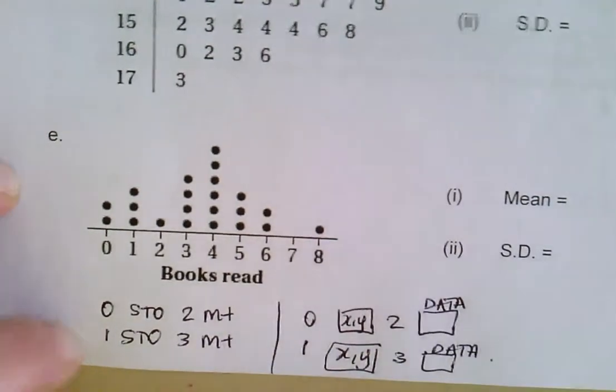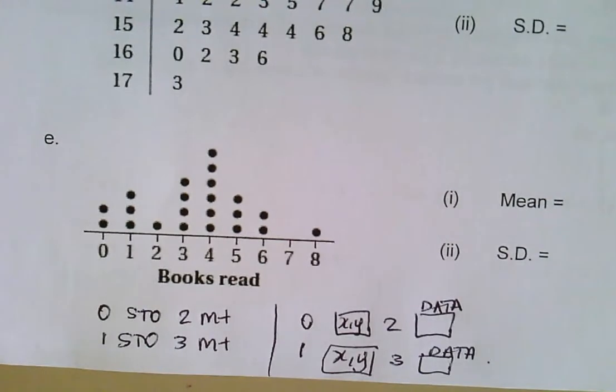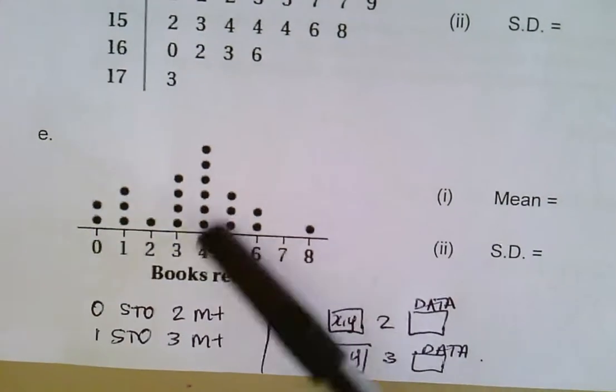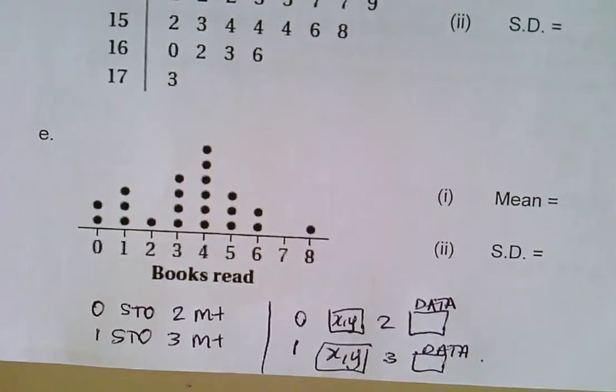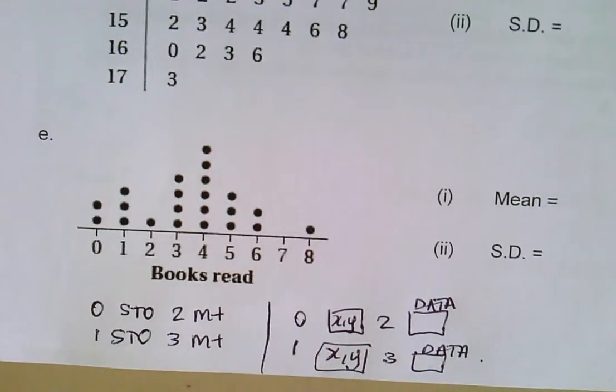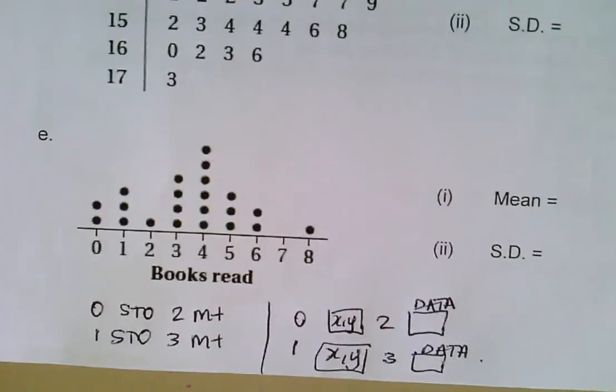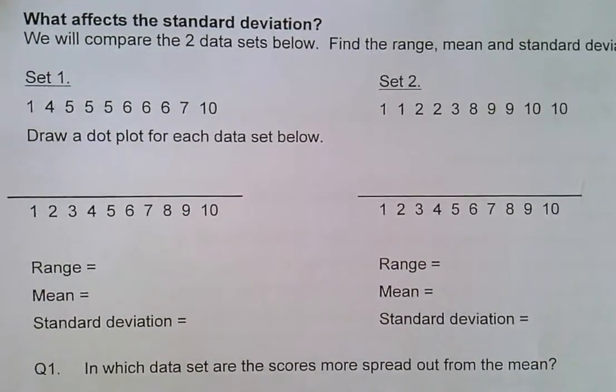Okay? So please don't enter data in a dot plot individually. Don't go and enter the number 4 six times, etc. A dot plot is like a frequency distribution table. Okay? So you'll end up with a mean and standard deviation for those as well. The next page, because you can enter that data yourself at home.